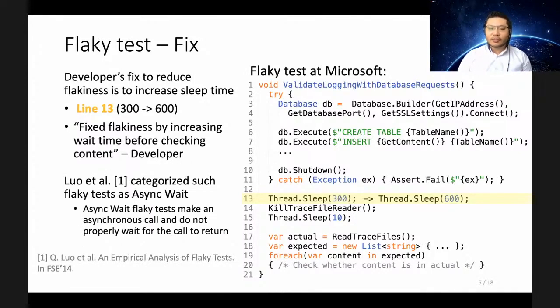So some previous researchers who worked on flaky tests would categorize this as an async wait flaky test. Essentially, a test that makes an asynchronous call but does not properly wait for the call to return before they start utilizing its resources. In general, though, flaky tests of all kinds, including these async wait ones, are problematic for various reasons.